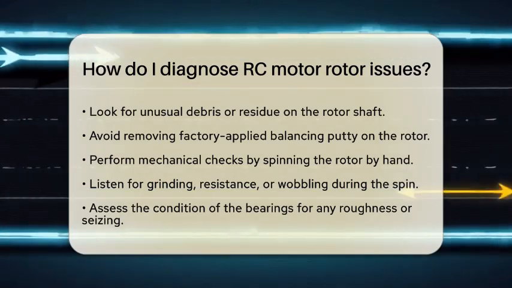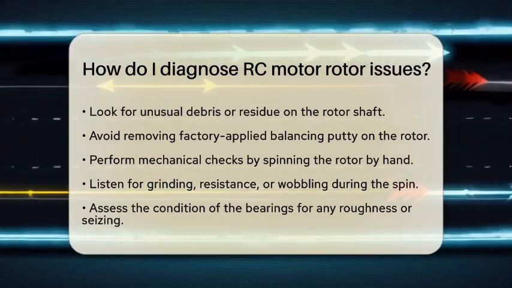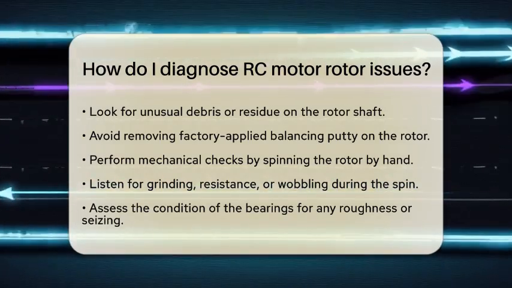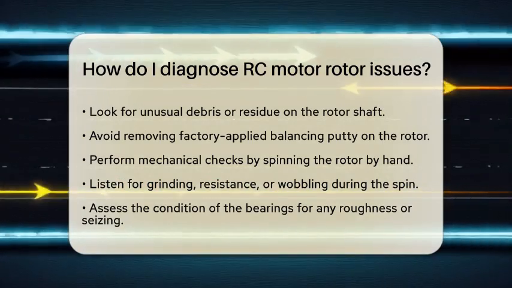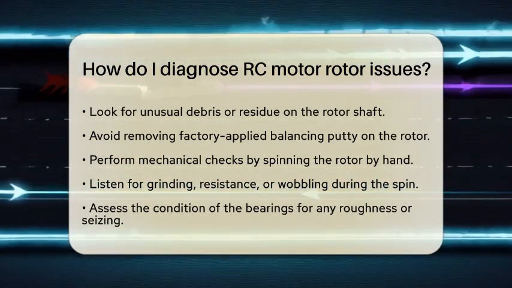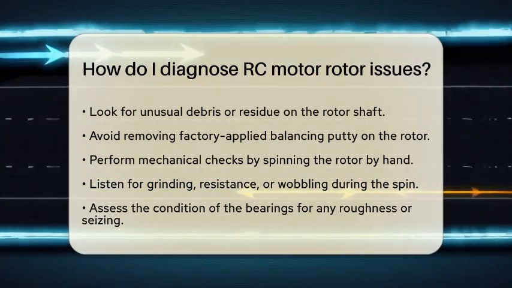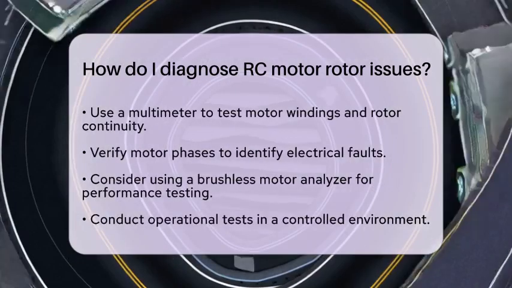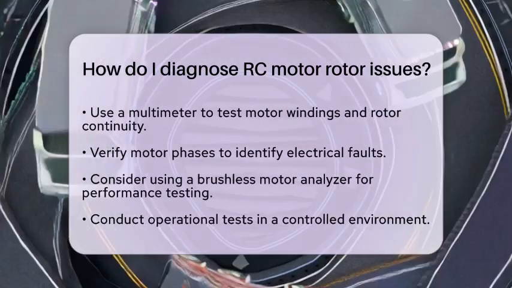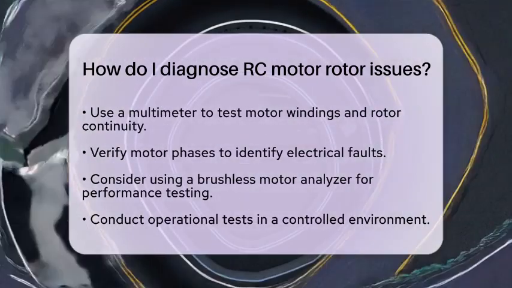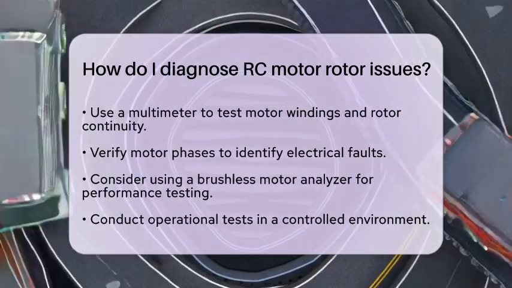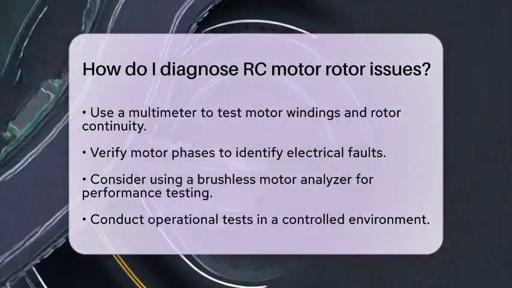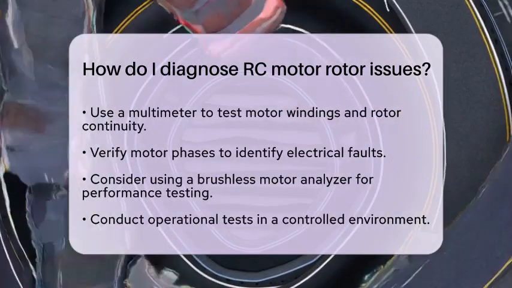For electrical testing, grab a multimeter to check the motor windings and rotor continuity. Although the rotor in brushless motors contains permanent magnets and no windings, verifying the motor phases can help identify related electrical faults. You can also use specialized tools like a brushless motor analyzer. This tool tests rotor performance under load and at various speeds, detecting imbalances or failures in the rotor.